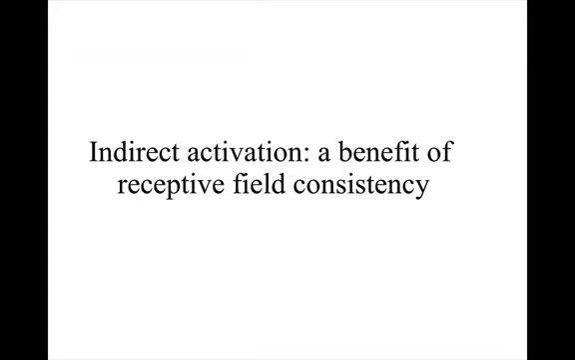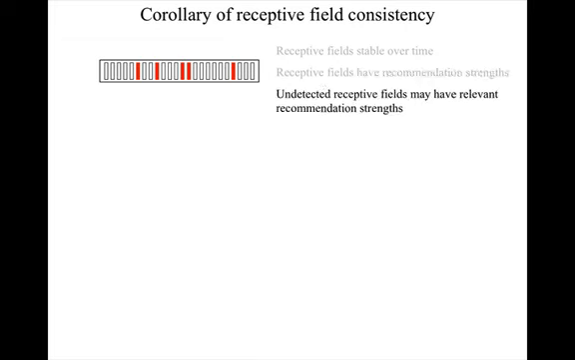So let's move on to a very critical implication of this relative stability. Receptive field definitions can only change relatively slightly over time. And receptive fields have recommendation strengths that in combination determine behavior. So given these limitations, remember that the behavior recommendation strengths are accessed by detection of the receptive fields within sensory inputs. And these sensory inputs are derived from the external environment.